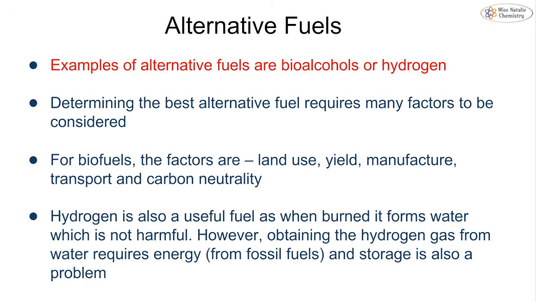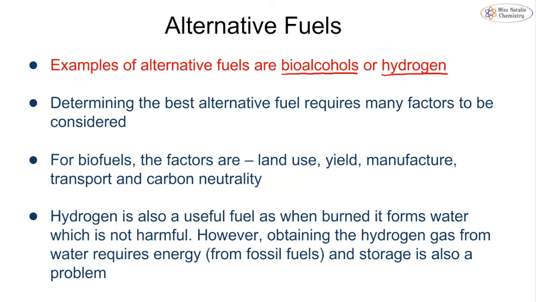So examples of alternative fuels most commonly tend to be bioalcohols, or we can also use hydrogen. Now, when we determine the best alternative fuel, we need to look at lots of different factors. And for biofuels, we're looking at things like land use, the yield, manufacture, transport, and of course, carbon neutrality. If we need to take up lots and lots of space and it requires huge amounts of energy or huge amounts of money in order to be able to make these fuels, then economically it may not be beneficial. So we need to balance out the economic benefits with the environmental benefits as well.